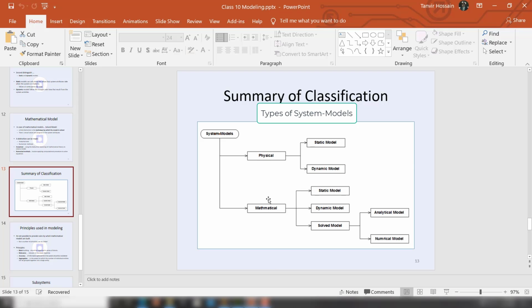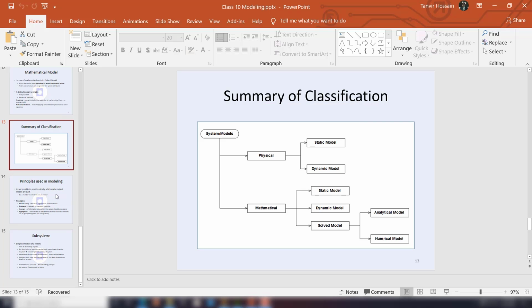The system models are of two types here. The first one is physical and the second is mathematical. Then each of these two types can be divided into static model and dynamic model. However, the mathematical model also has a different type, called the solved model. And this solved model has two different types, the analytical model and the numerical model.